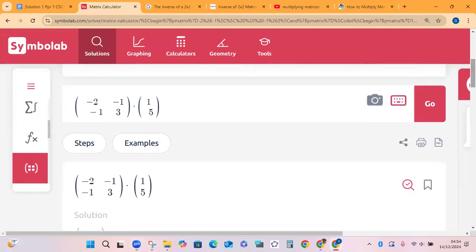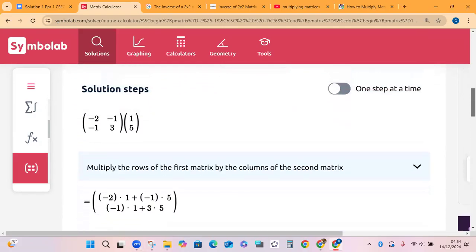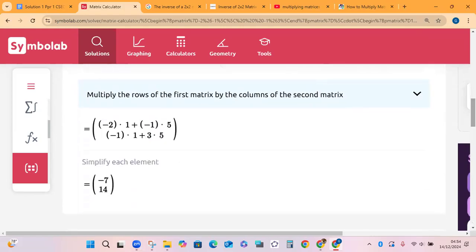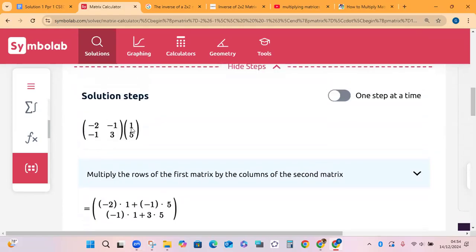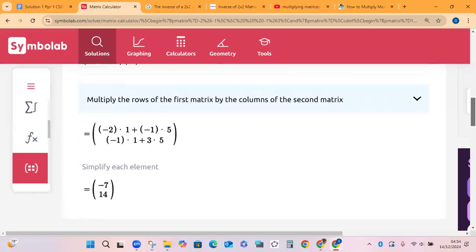And here Symbolab has done it for us. It says the solution is negative 7 over 14. It gives us some steps. Row by column: negative 2 by 1 plus negative 1 by 5. Then the second row: negative 1 by 1 plus 3 by 5. And then it simplifies for us. It's negative 7 over 14. Now we are not through, because remember the constant we had left in front.